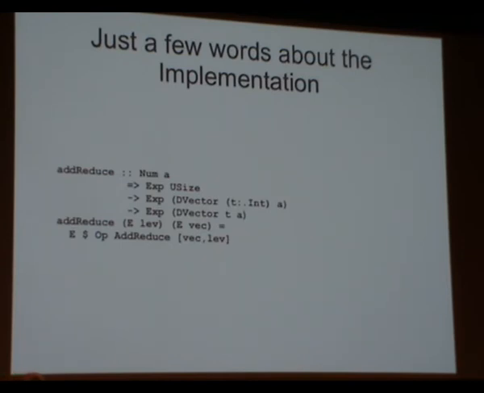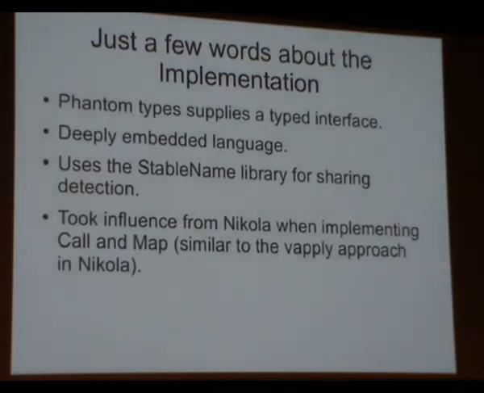This is the implementation of attributes, and I'm just showing it to show how it is represented by the op constructor in the expression AST. So it's op and then an opcode, and then its operands in a list. So the expression data type was untyped, but phantom types supply a typed interface. It's a deeply embedded language. I use the stable names module for sharing detection, and I took a lot of influence from Nikola implementing column map and other things.